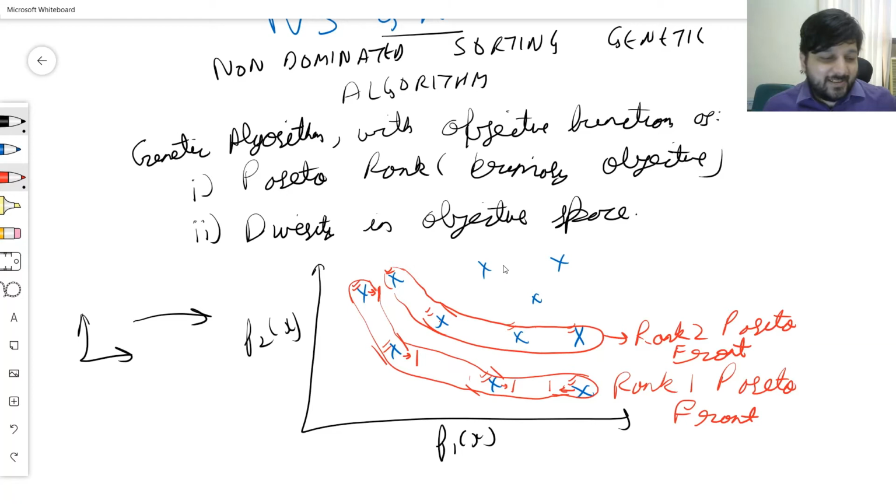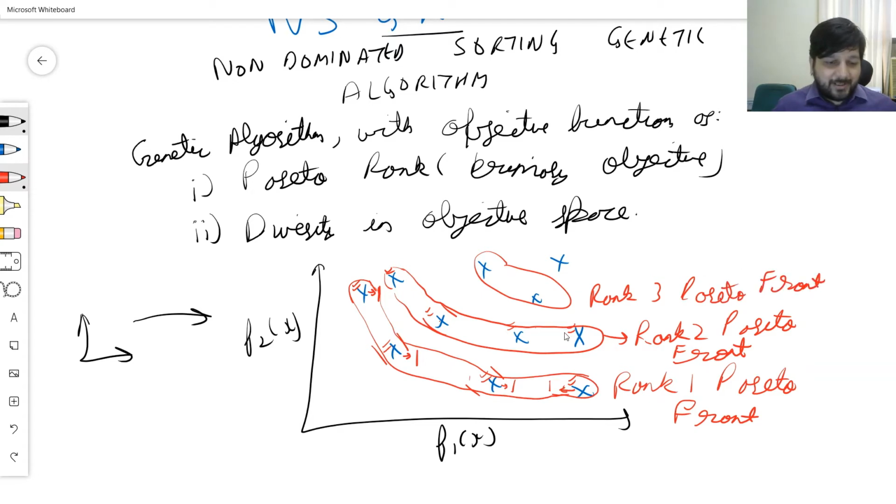And similarly, this one is interesting. Yeah, it is in the bottom left, so that's a rank 3 Pareto front. So I delete this one and calculate the next Pareto front. So let's write the ranks down. And that's a rank 4. So this rank is the fitness function that needs to be minimized.